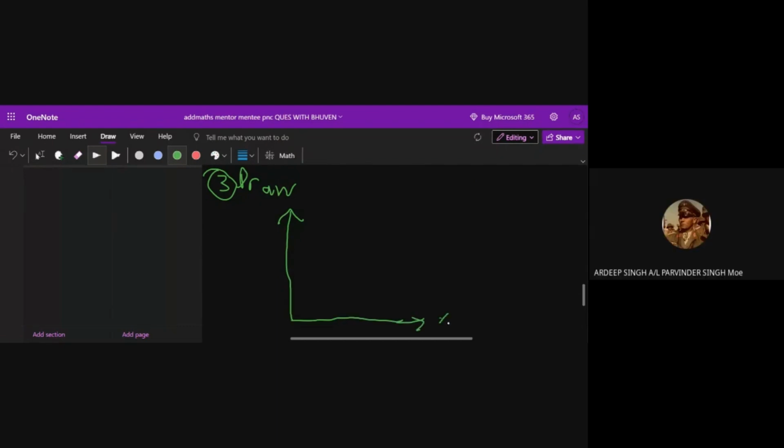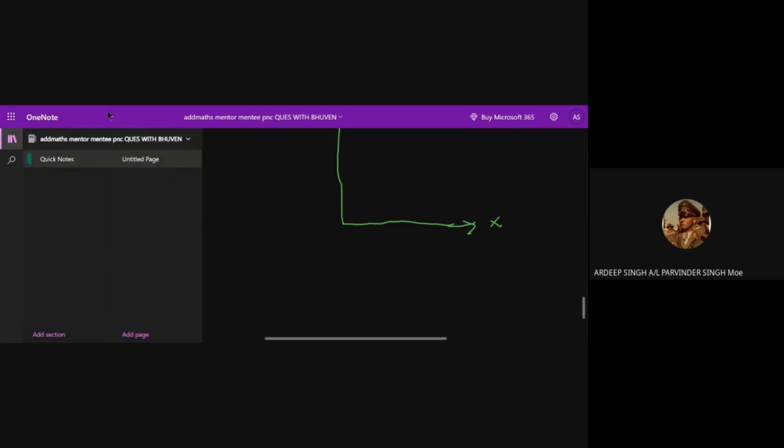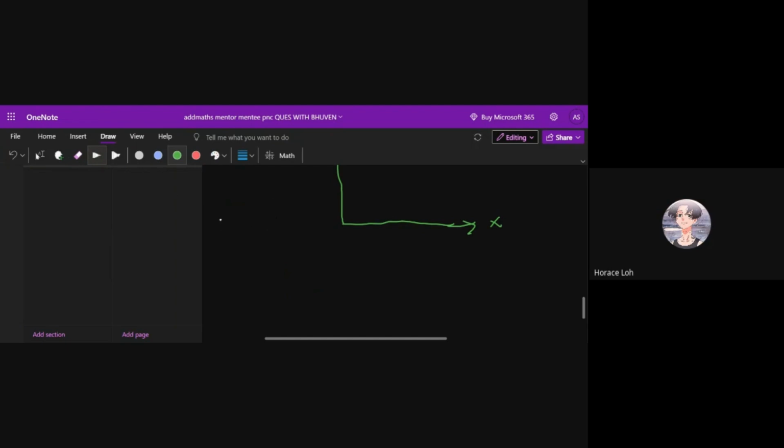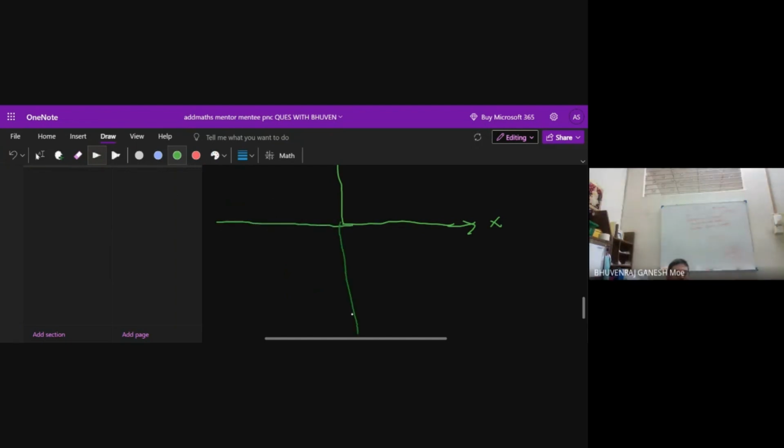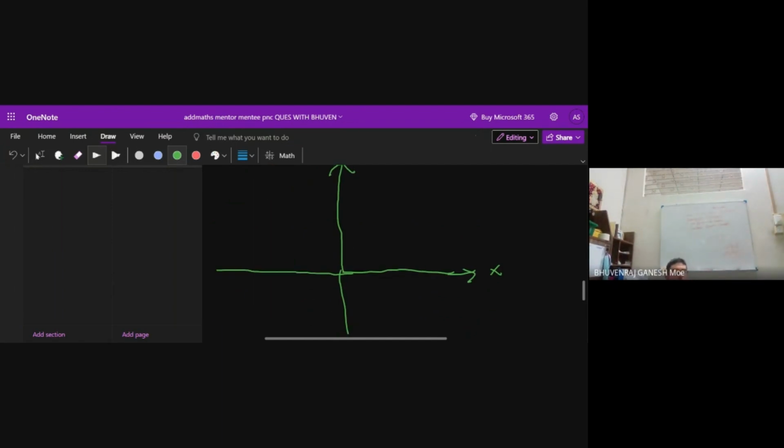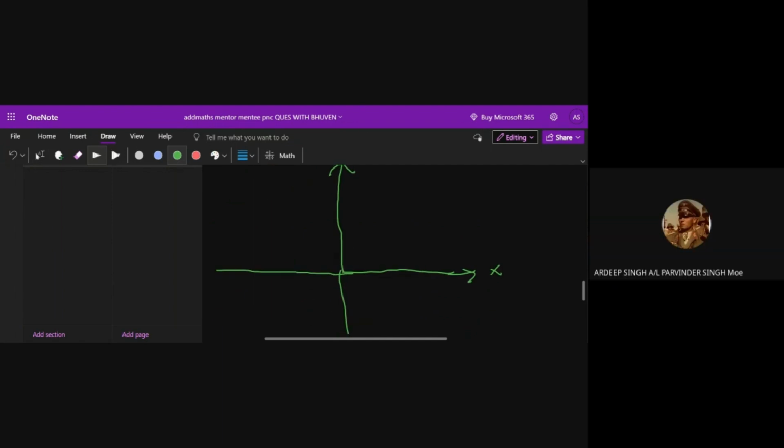Make sure your y-axis and x-axis are labeled, so you can get the marks. Then you must continue with here, because you've got the negative side too, so you continue from here. But usually in NMATs, we don't really involve the negative side. Usually it's the first quadrant only.